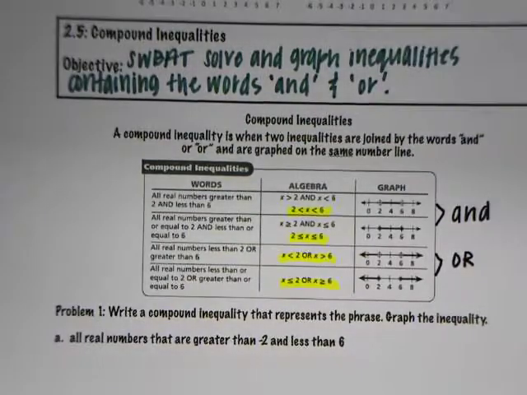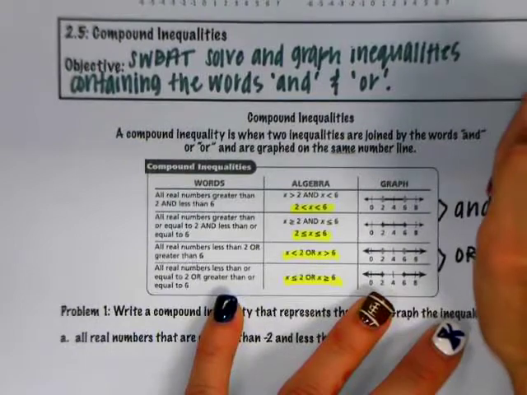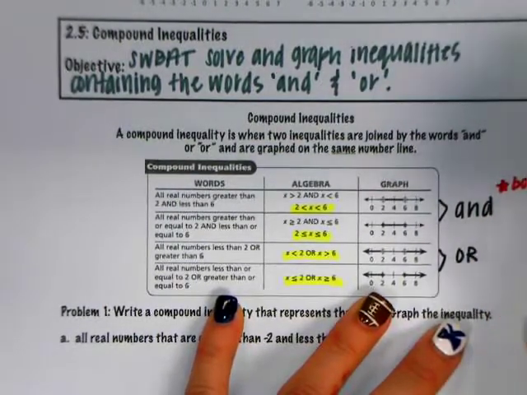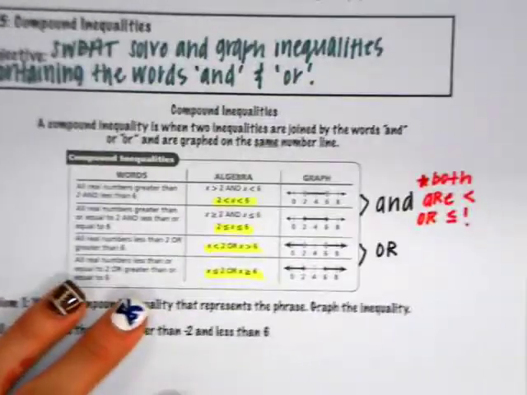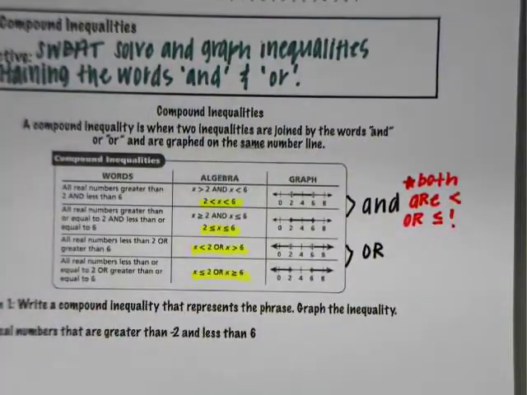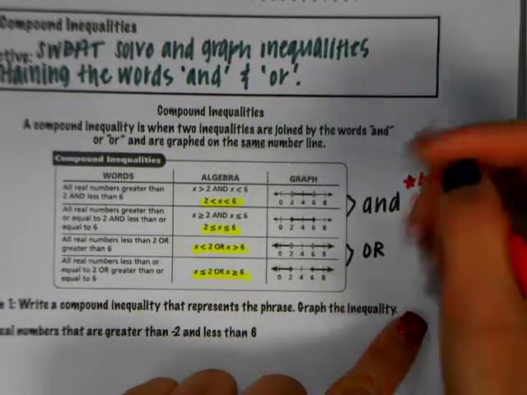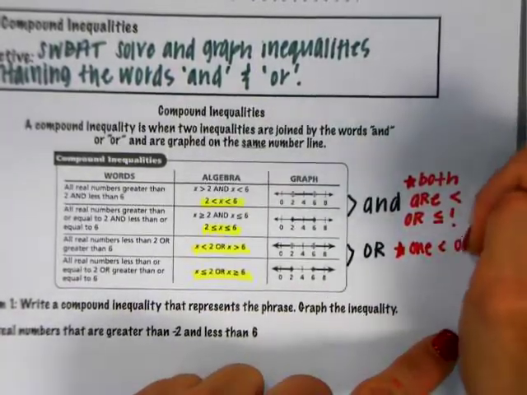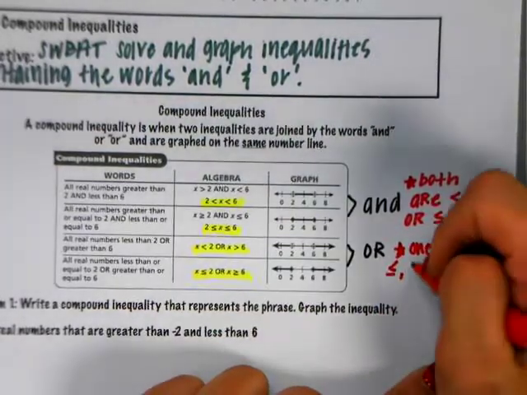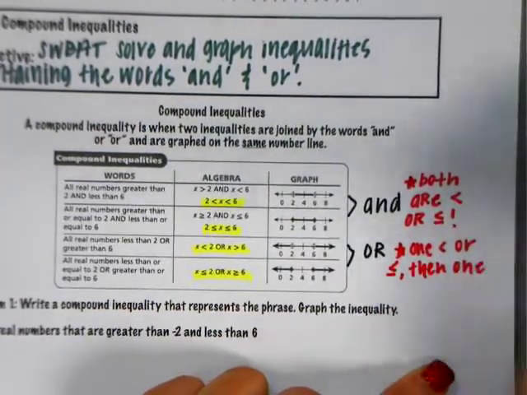So, one thing to note for the "and" inequalities is that both of your signs are always going to be less than signs. Okay? So they're either going to be less than or equal to for both of them on the "and" ones. And I'll explain why in a second. And then for the "or," you're going to have one less than or equal to, then one greater than or equal to.